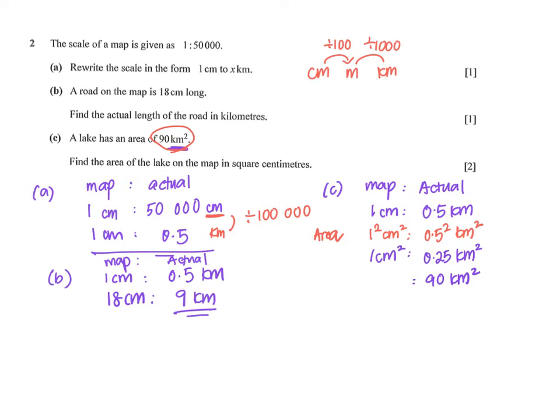Now how do we work out the answer? We'll take 90 divided by 0.25 times 1. So 90 divided by 0.25 times 1 to give me a 360 cm square on the map. Have you gotten the answer?